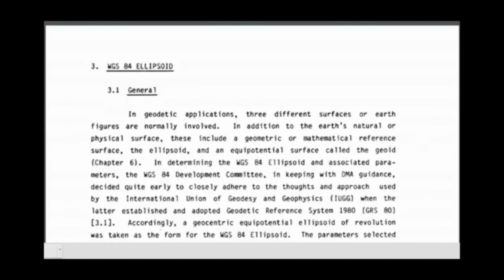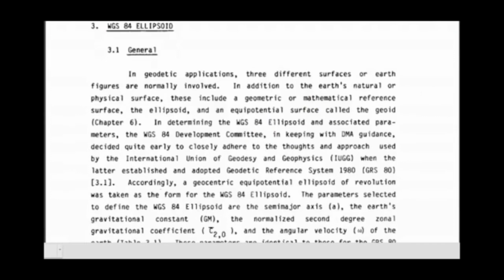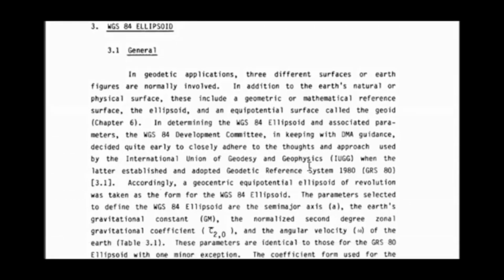So, what I'd like to show you guys is this. This is the World Geodetic System of 1984, which discusses an ellipsoid. Okay? This is very important because these are international reference systems which are used all around the world. That's what they are. They're international reference systems. You can find this online at earth-info.nga.